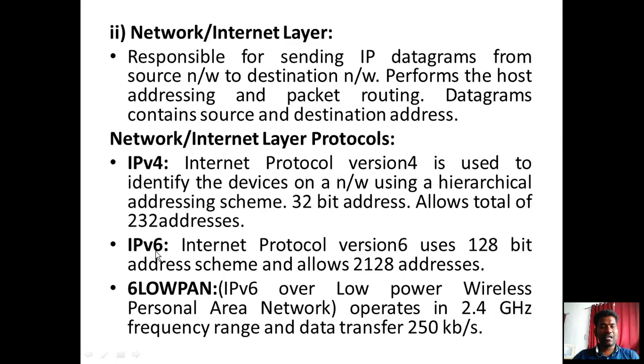Okay. So 6LoWPAN, IPv6 low power wireless personal area network, operates in the 2.4 gigahertz frequency range and data transfer up to 250 kilobytes per second.